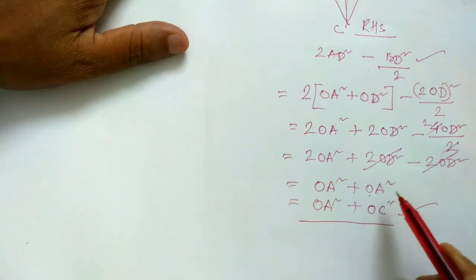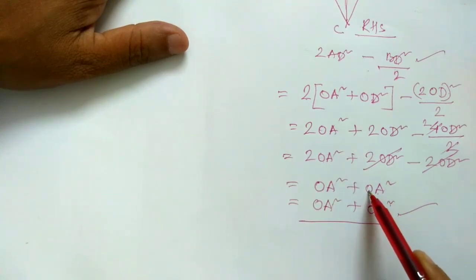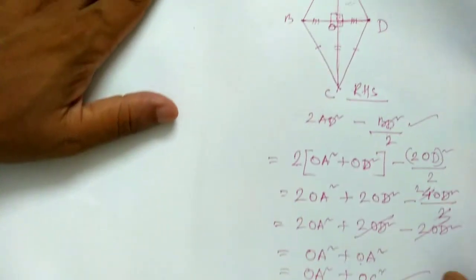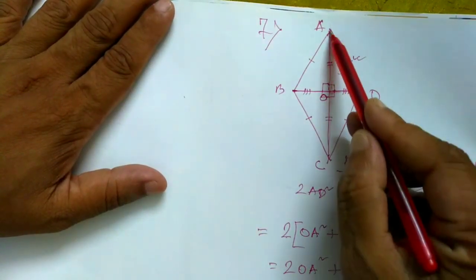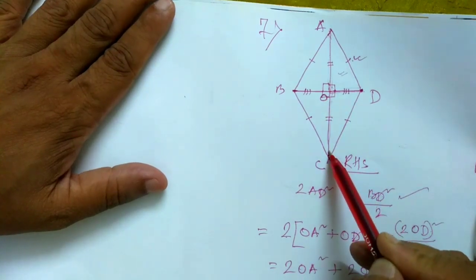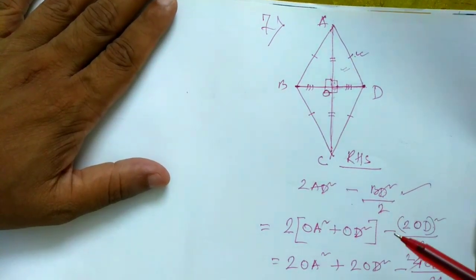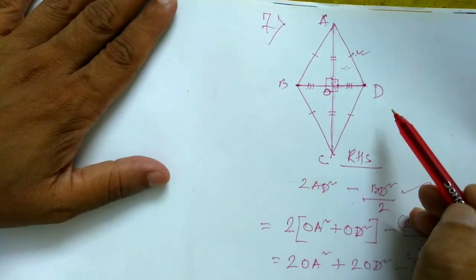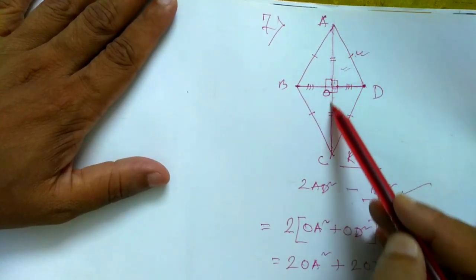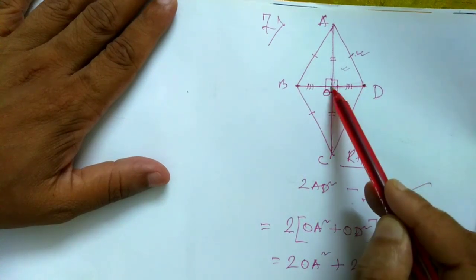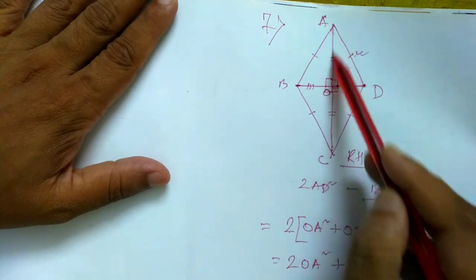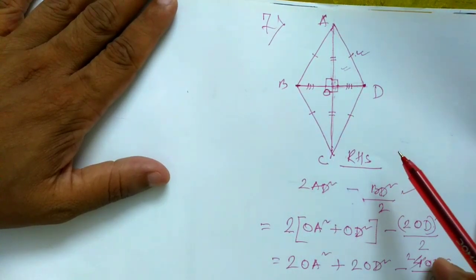And you must be careful. See, instead of OA square, I have written OC square. Why? Because I told you OA and OC are equal. So what property is utilized here? The Pythagoras theorem, of course, plus the diagonals of a rhombus bisect each other. That's why this section and this section are equal and this section and this section are equal. I hope you understood this sum.